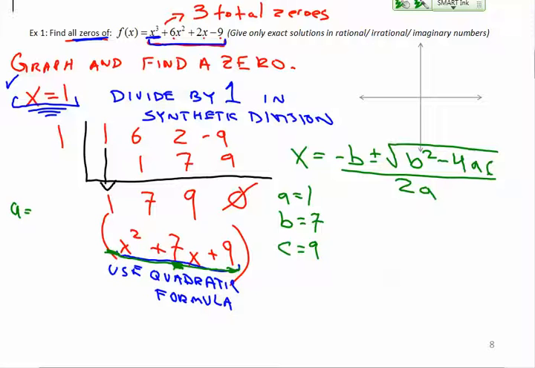Cool. So now what I'm going to do is throw those values into the quadratic formula and calculate. But before I do, does anybody have any questions up to this point?